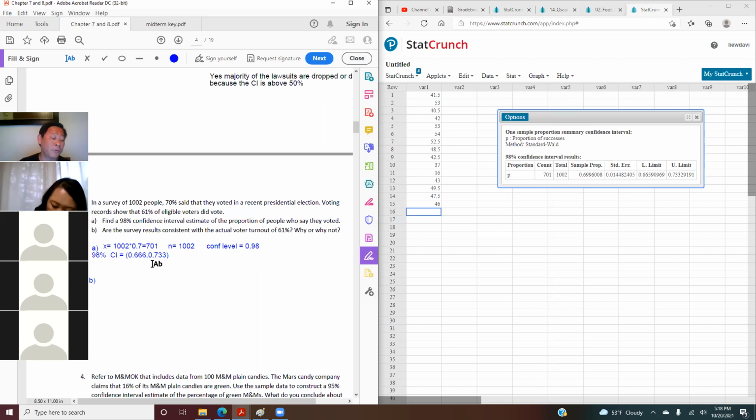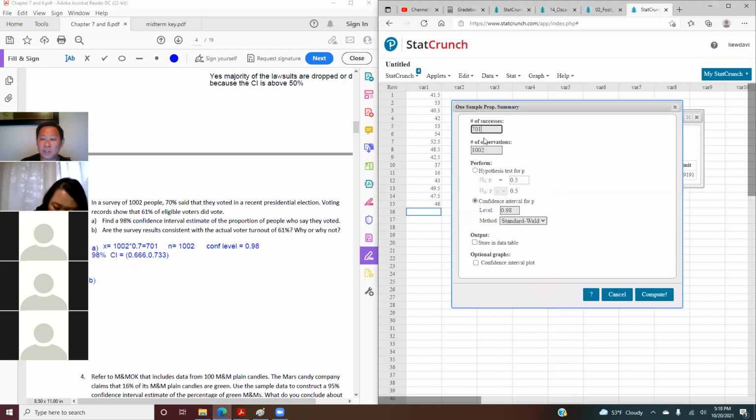I don't care if you get the confidence interval right or wrong. Make sure you give me X, N, and the confidence level. In other words, tell me what you enter here, because I do not know what you entered in your test. So make sure you tell me what you put in there: 701, 1002, and 0.98.